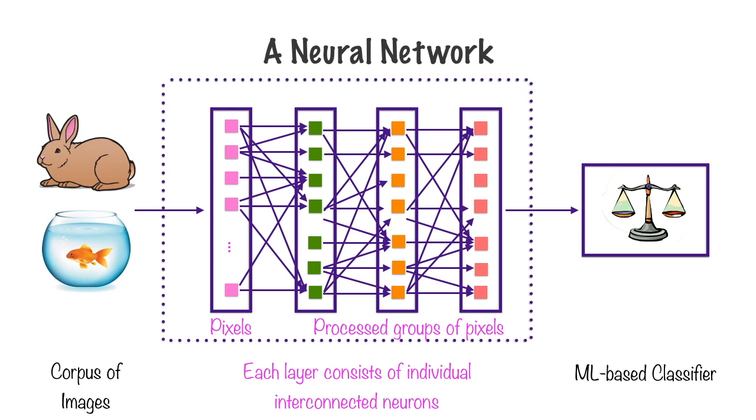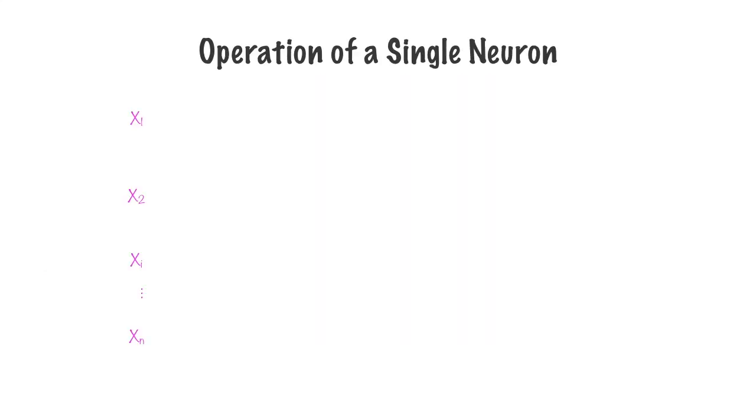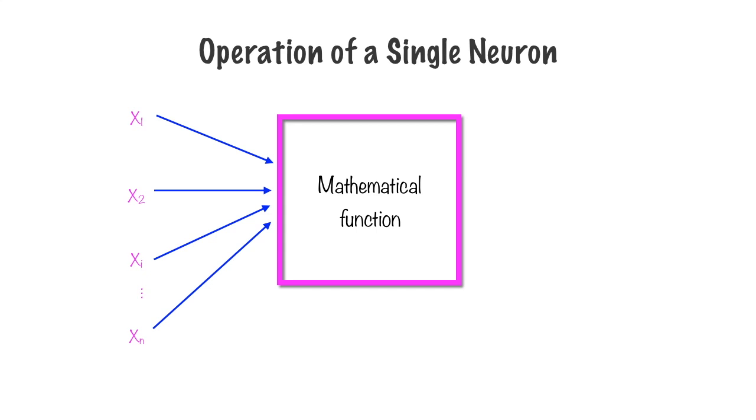We ended the last lecture at this neural network where every layer within this neural network was made up of a bunch of neurons, and neurons from one layer fed their output to neurons in the next layer. Let's now understand how a single neuron operates and what exactly it does.